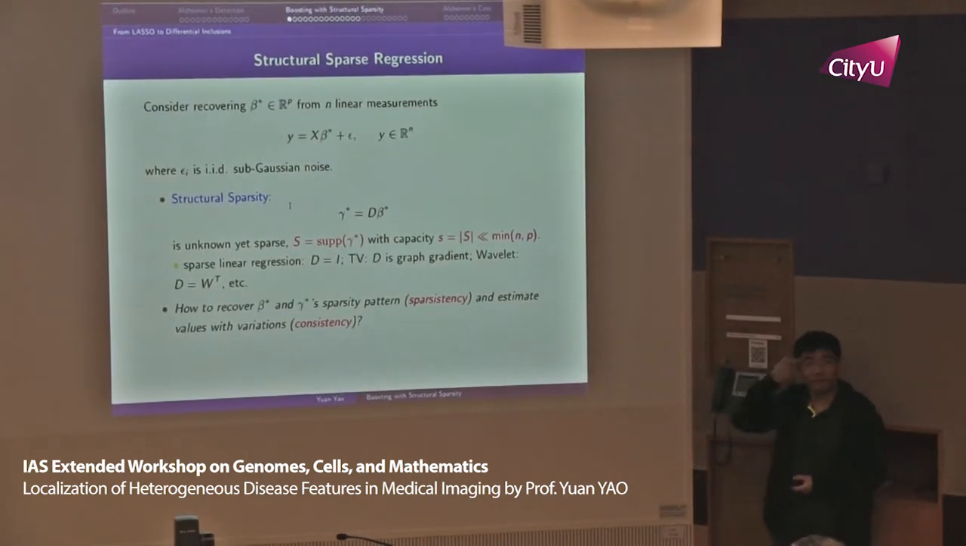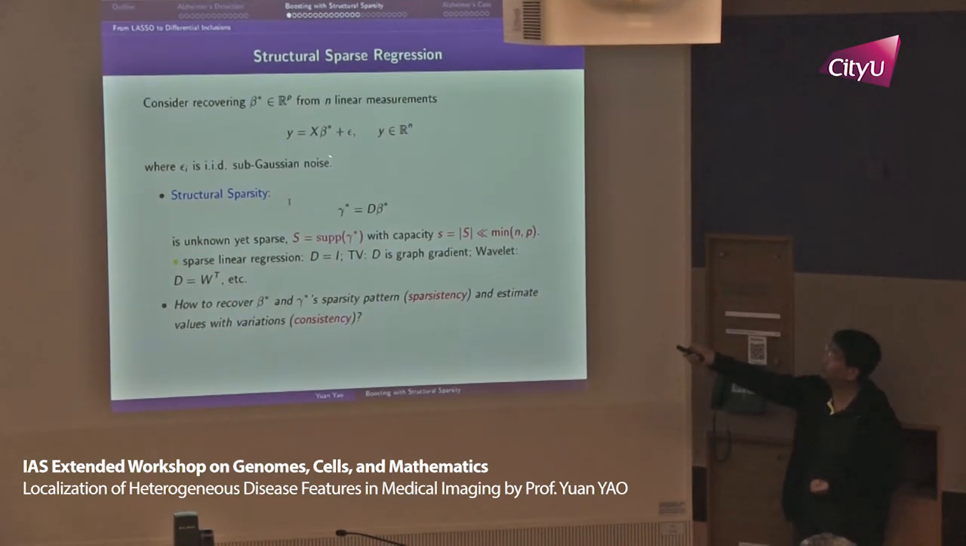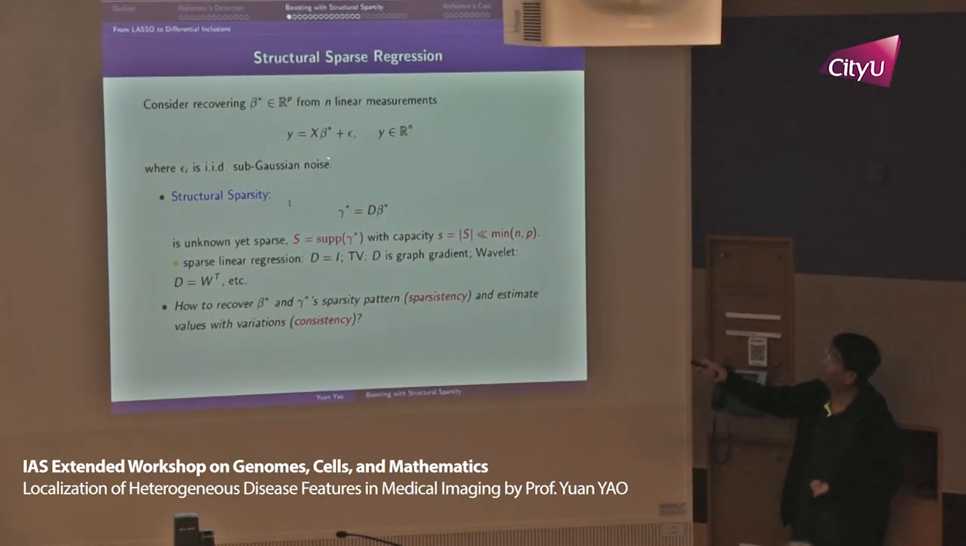To introduce this methodology, let's come back to this very simple structural sparse regression. Assume we have a linear measurement of a high dimensional parameter beta star, and from the linear or nonlinear measurement you get this y. You have a given measurement matrix X, and your purpose is to recover beta star. But by recover, I mean something subtle. Usually we assume the number of linear measurements is much smaller than the ambient dimension p, so this is the high dimensional statistical scenario.